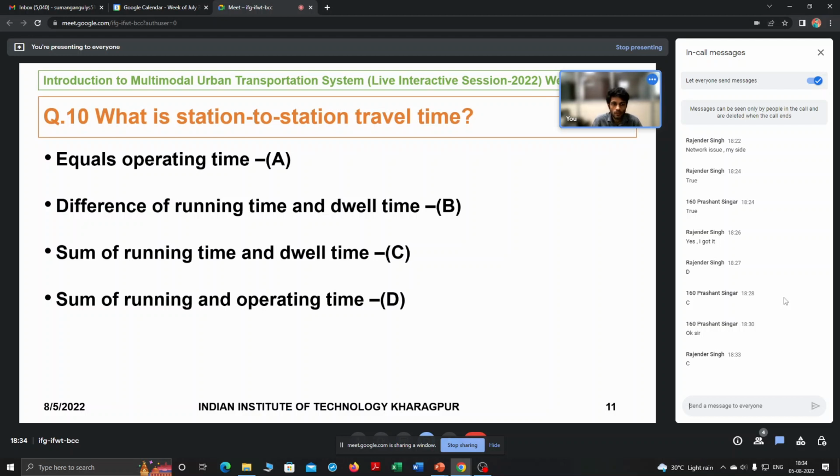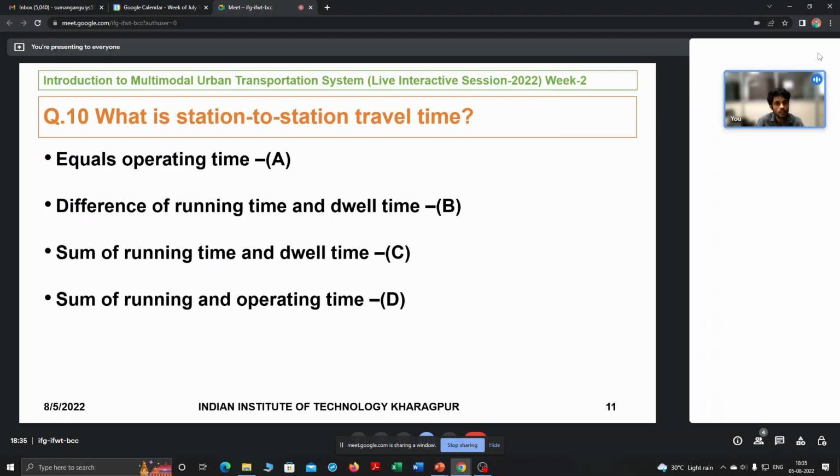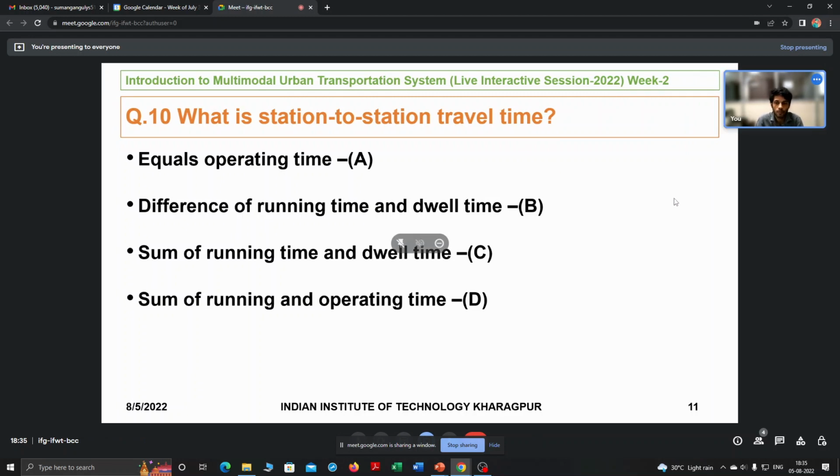So what is operating time? Operating means while the bus is in operation for a particular trip, when the bus is in operating condition. So while the bus is running along a particular road for a particular trip, that is called operating. Operating time is the total time for a bus to start from a particular terminal, the origin terminal, to the destination terminal. That is called the operating time, right?